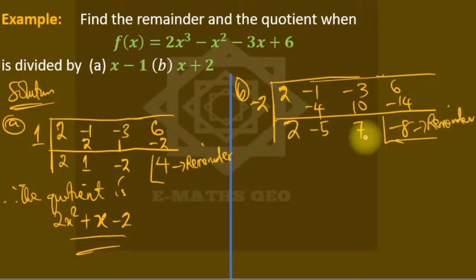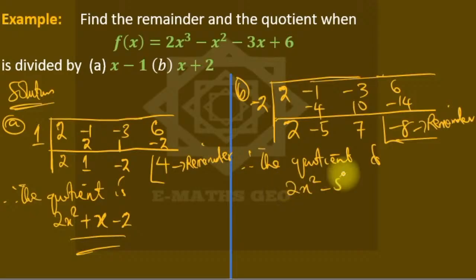These others are the coefficients of the quotient, therefore the quotient is 2x squared minus 5x plus 7. So it's a faster way of dividing polynomials to get the quotient and the remainder.